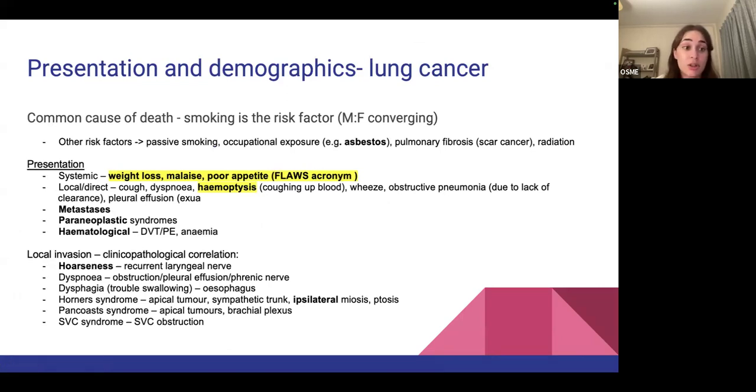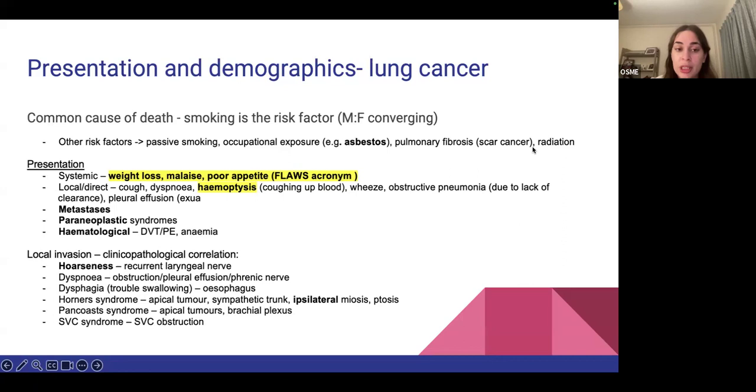So things like adenocarcinoma, but other risk factors that you should probably look for are things like occupational exposure, so things like asbestos. So if they mention in the question stem, the patient is a 60-year-old retired construction worker, start thinking maybe there's some sort of asbestos related things going on. They might have mesothelioma, things like pulmonary fibrosis, so there might be a scar cancer, and radiation exposure.